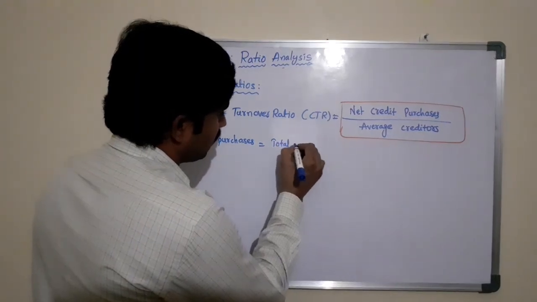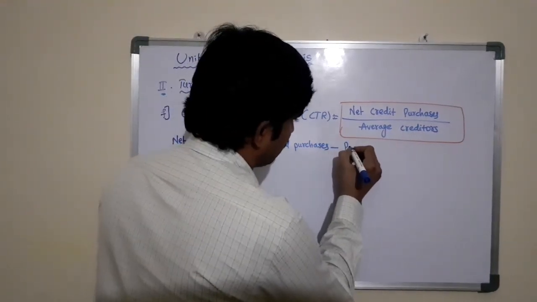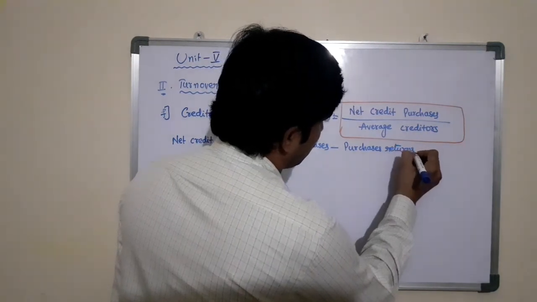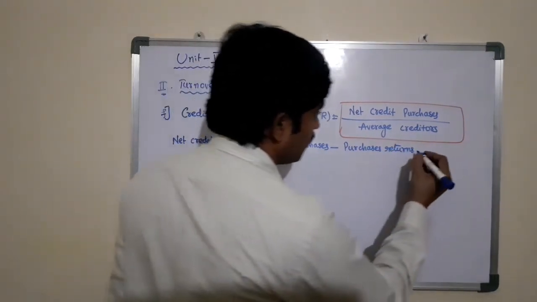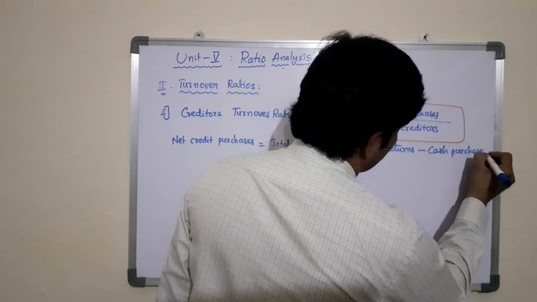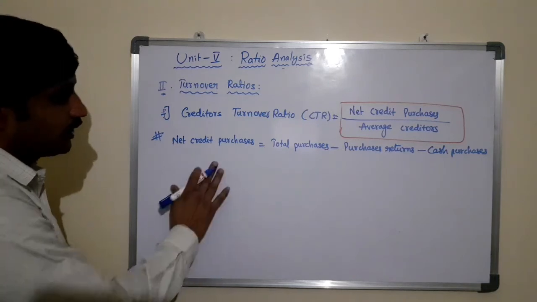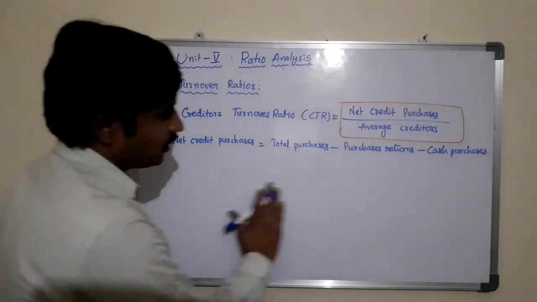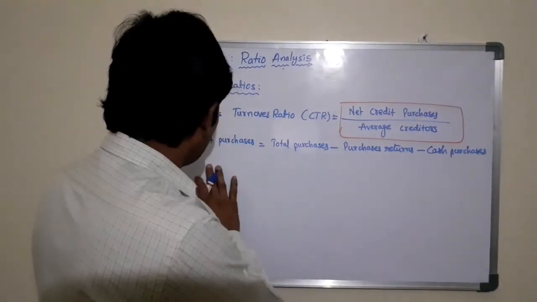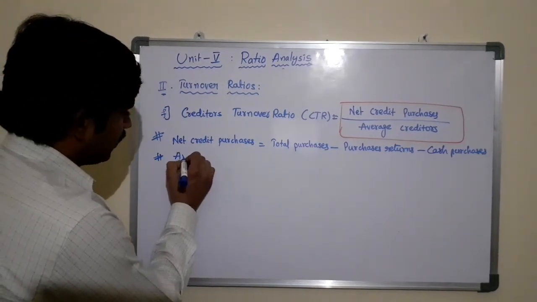total purchases minus purchases returns. If any returns are there in terms of purchases, we need to subtract them, minus cash purchases during that period. So this is the equation used to calculate net credit purchases, that is, total purchases minus purchases returns minus cash purchases.